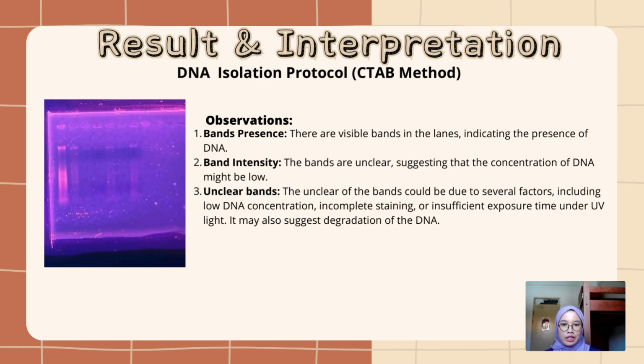From the result, there are several things that can be observed. The first one is the band present. There are visible bands in the lane indicating the presence of DNA. The second one is the band intensity. The bands are faint, suggesting that the concentration of DNA might be low. And the last one is the unclear band. The unclear band could be due to several factors, including low DNA concentration, incomplete staining, or insufficient exposure time under UV light. It may also suggest degradation of the DNA.